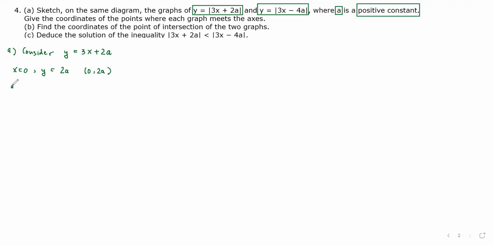And then we can always let y be 0. When y is 0, 3x plus 2a is 0. Then x here is negative 2a over 3. So we have a second point, (-2a/3, 0). That gives you the x-intercept of the first graph.